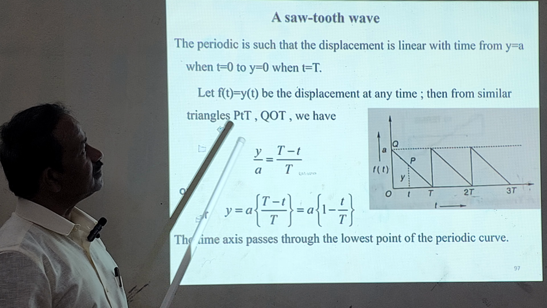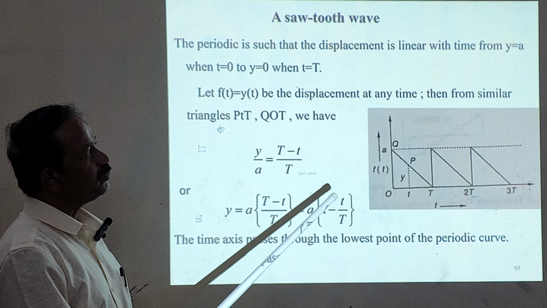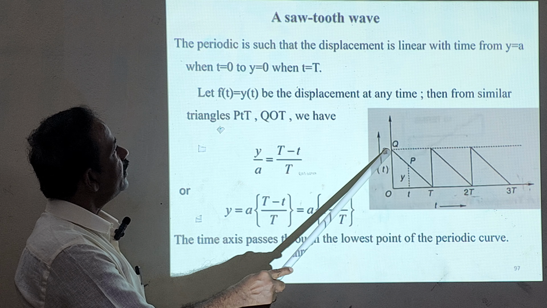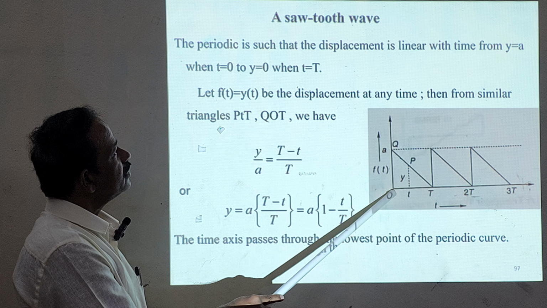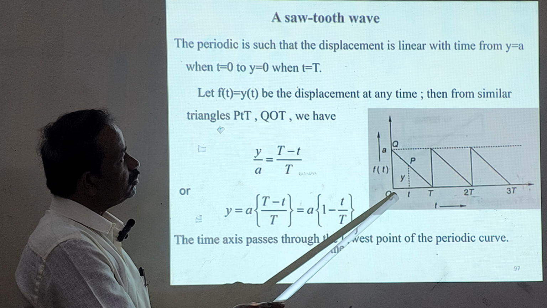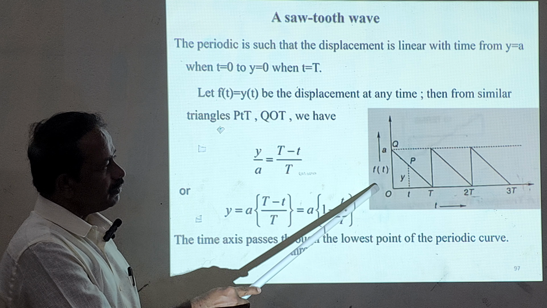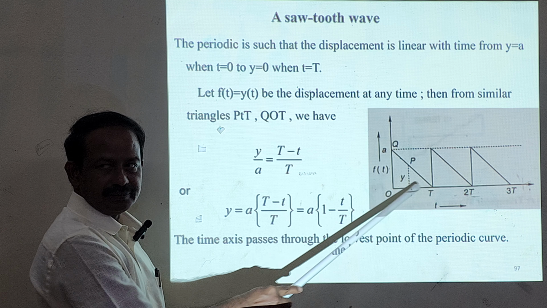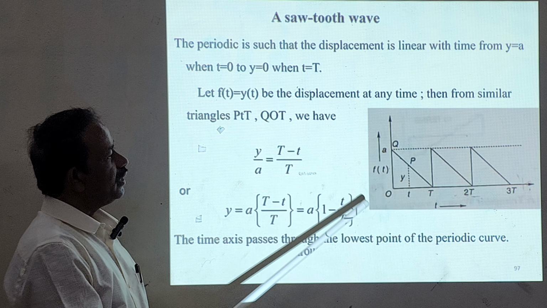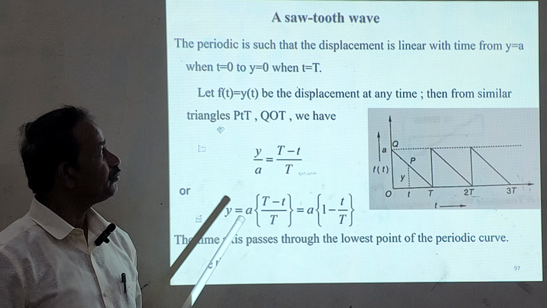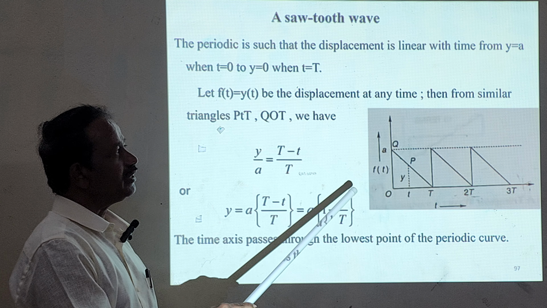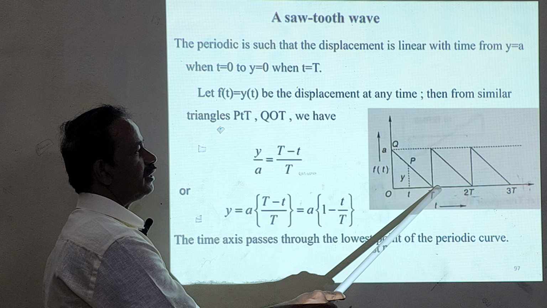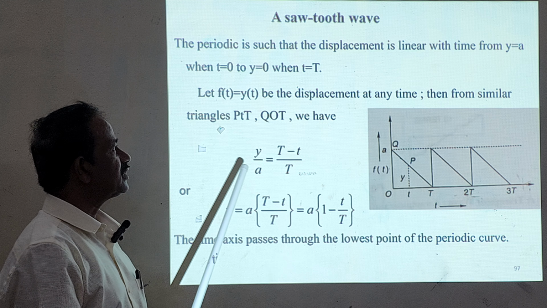The periodic function is such that the displacement is linear with time from y equals A when t equals 0 to y equals 0 when t equals T. Here we have one triangle, so it starts from A and ends with T on the axis, and f of t is nothing but your y of t. It is the displacement at any time. Then from similar triangles, we can have some expressions.